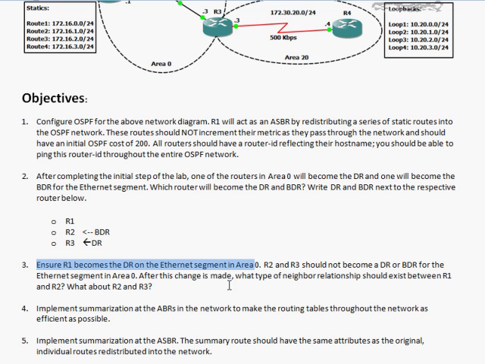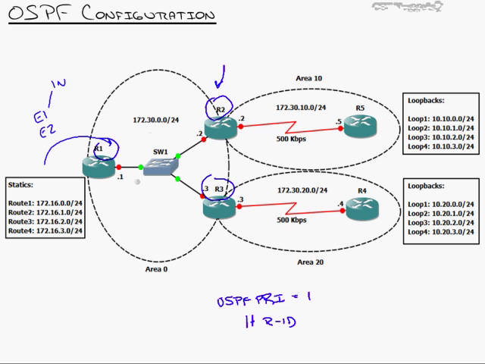It says after a change is made, what type of neighbor relationship should exist between R1 and R2? How about R2 and R3? Wow, a lot in that one statement. So let's take it piece by piece. I'm going to first ensure R1 becomes the DR on the Ethernet segment between R2 and R3 at all times. That can be accomplished using the IP OSPF priority command.